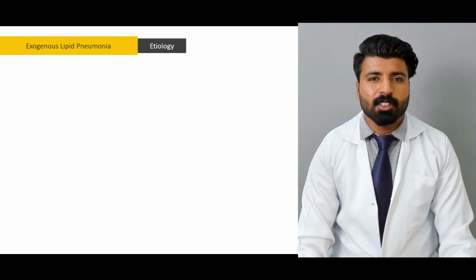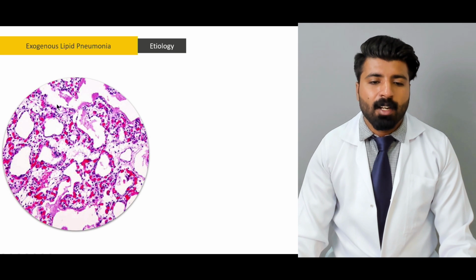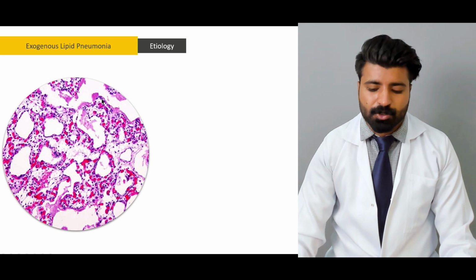Then we have exogenous lipid pneumonia, in which, as you can see, the alveoli are untouched. These spaces are fine, but you can see the hypercellularity and the engorged and increased blood vessels, increased blood cells, and lipids outside of it.